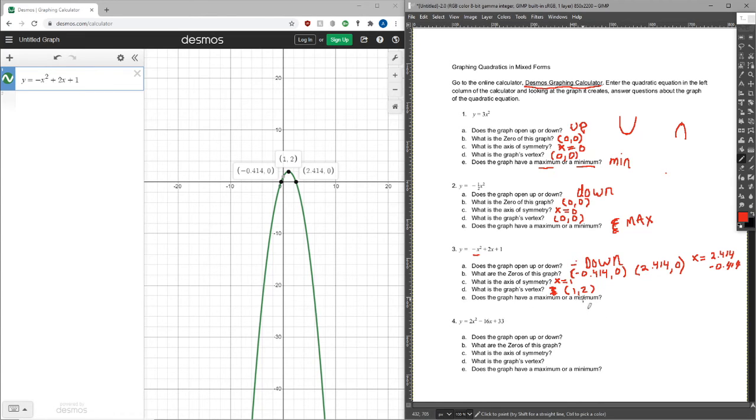Now, does this graph have a maximum or a minimum? You can see that the vertex is at the top of the mountain, and so that means it's a maximum, and you can just write max.